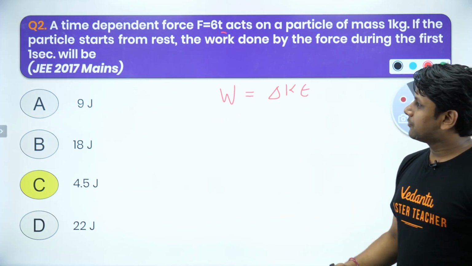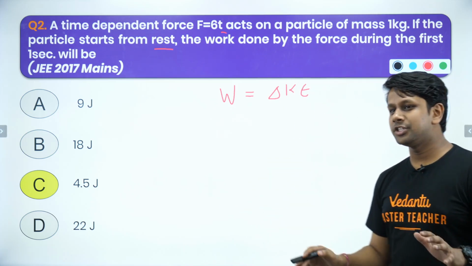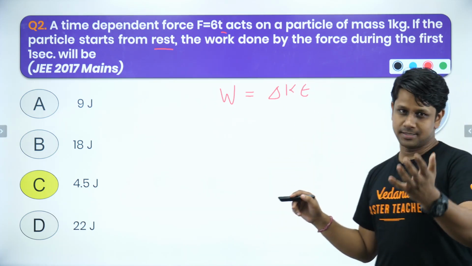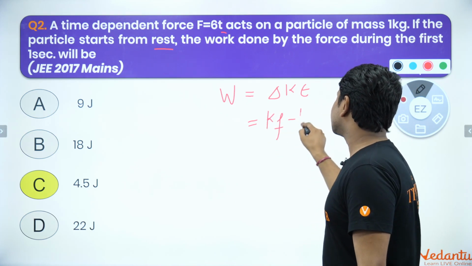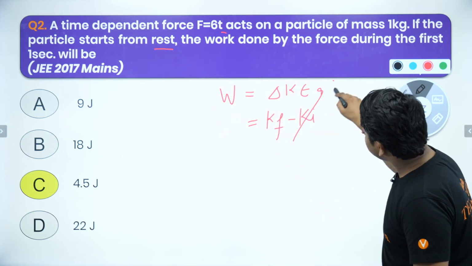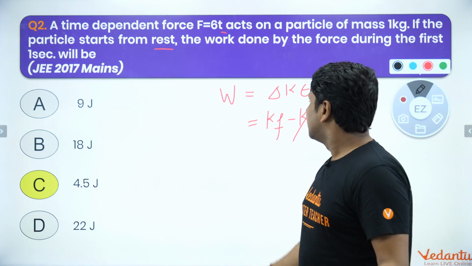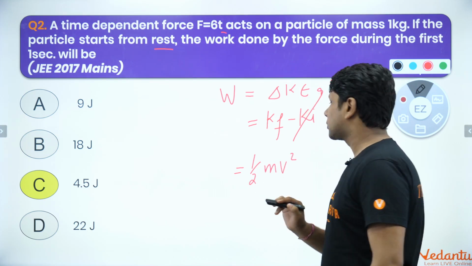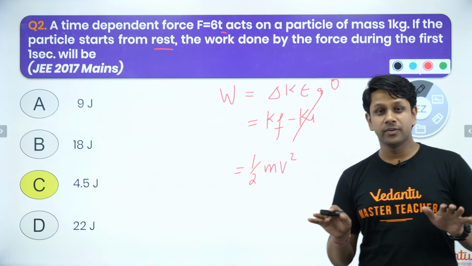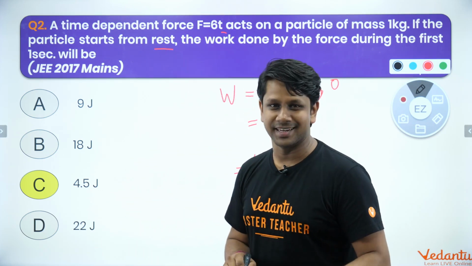Now if you see carefully, the particle starts from rest. So bachcho, what is the initial kinetic energy for the particle? 0. It is starting from rest. So dekho, kinetic energy final minus kinetic energy initial. Initial kinetic energy became 0. What about the final kinetic energy now? Final kinetic energy would be written as half mv square, and for that obviously I need the velocity. Now how do we get the velocity is the question, right?